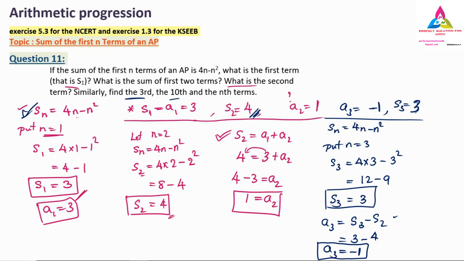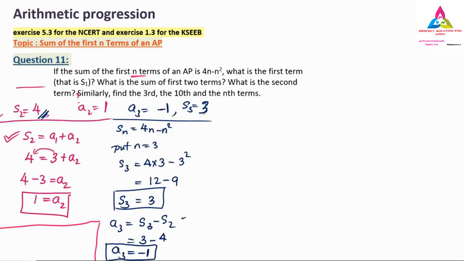Now the next step is to find the 10th term. Coming to this next part, they have told you to find A10. How are we going to find A10? If you want to find A10, you need S10. Not only S10, you need one more thing, because A10 is nothing but S10 minus S9. Remember, this is the formula.